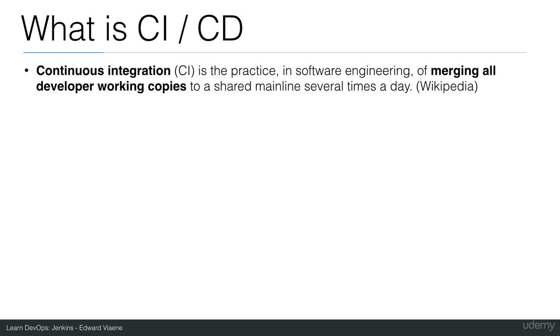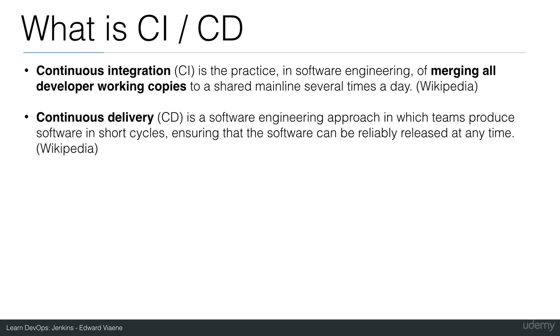Continuous integration, CI, is the practice in software engineering of merging all developer working copies to a shared mainline several times a day. If you are familiar with Git, you will see that continuous integration is just integrating your own code together with the rest of the project. This can be in a master branch, a develop branch, or even in your own branch. If you're not familiar with Git, I will show you how it works in one of the next demos.